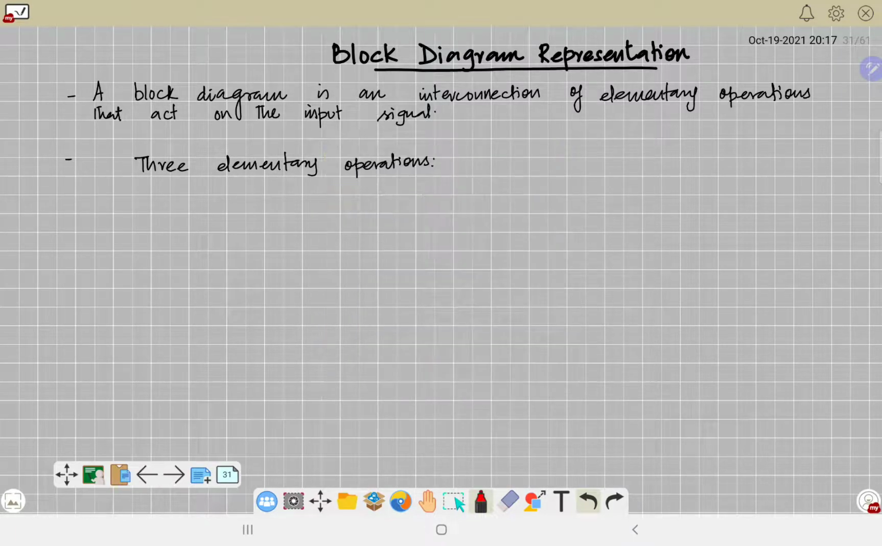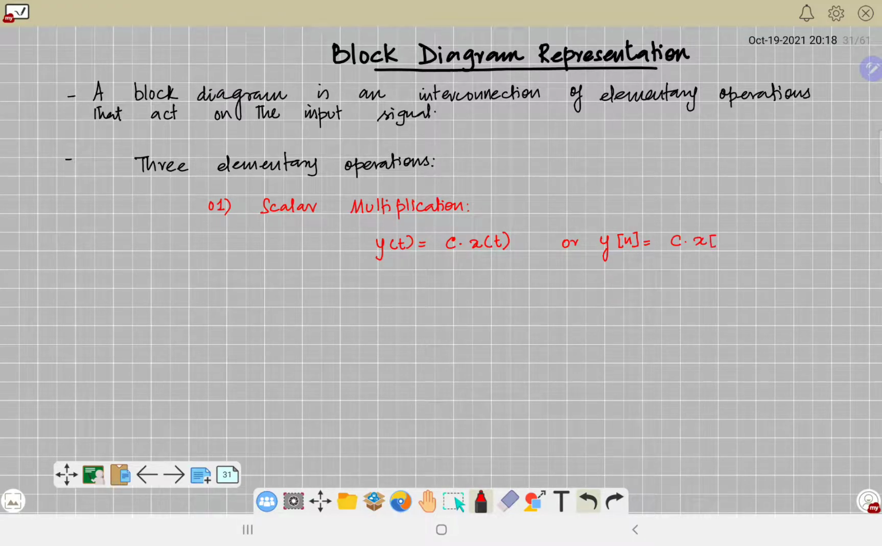The operations are, first, scalar multiplication, wherein mathematically the operation is defined like this: your output y of t is some scalar constant, say c, multiplied by the input signal x of t, in the continuous time domain. Or in the discrete time domain, y of n is some constant c into x of n, where c is a scalar quantity.